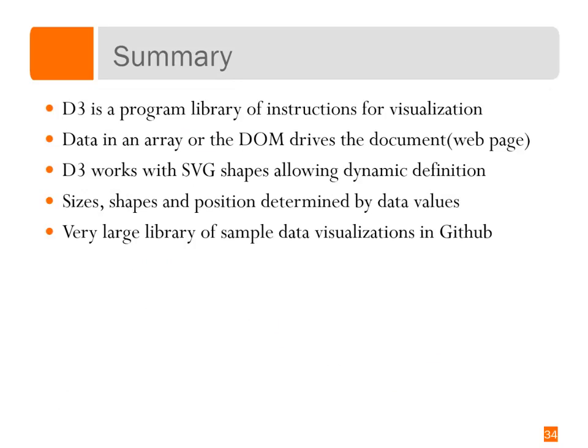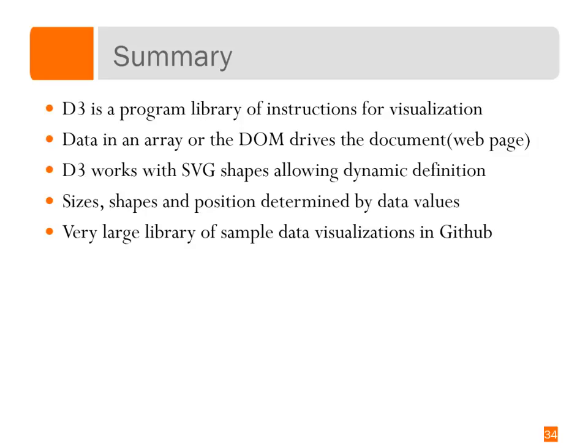In summary, D3 is a program library of instructions for data visualization. Data in an array or data that's brought into the DOM drives the document. And what we mean by documents are the web pages. D3 works with SVG shapes, allowing dynamic definition of those shapes. So based on the data that we brought into the DOM, we can engage an SVG shape, and D3 will bind the data from the DOM to the SVG shape specification and basically draw that particular shape.